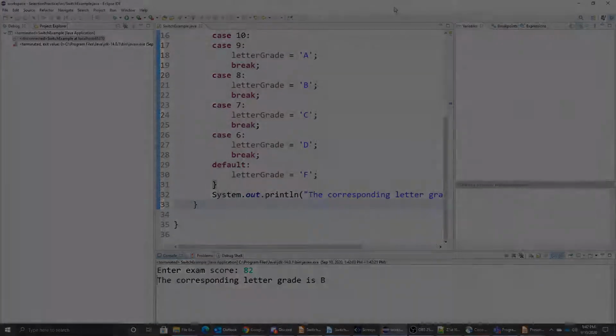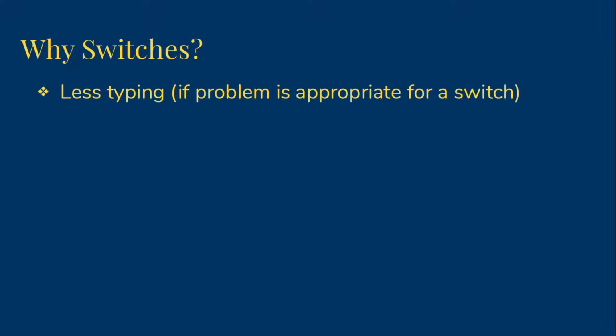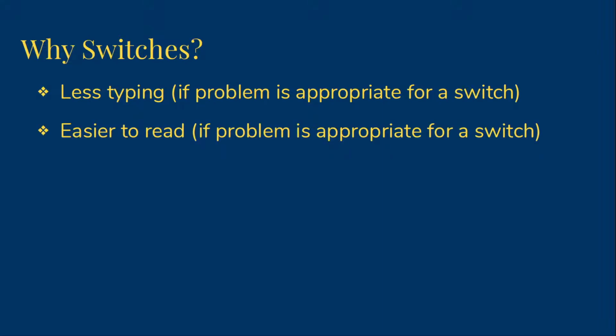In case you're wondering why you want to use switches, even though a linear nested if-else can always be used anywhere a switch could be used, here are the main reasons. It can be more compact, just less typing if the problem is well suited to a switch. Most programmers would consider a switch easier to read as long as the problem is well suited to the switch. And switches are typically a little more efficient in execution than the equivalent nested if statement. That's usually not anything that you're going to notice, but sometimes it does matter.